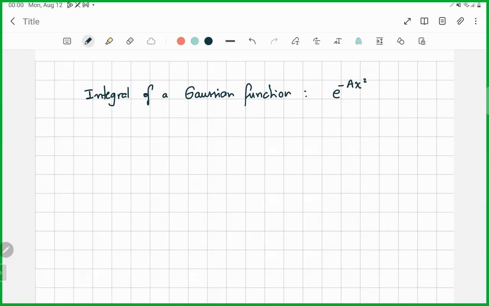Why is it also known as a bell curve? Because at x = 0, this function is maximum. In this case, it's 1. As we move to positive x or to negative x, since that is x squared, they both decay. So it has this shape that looks like a bell curve.